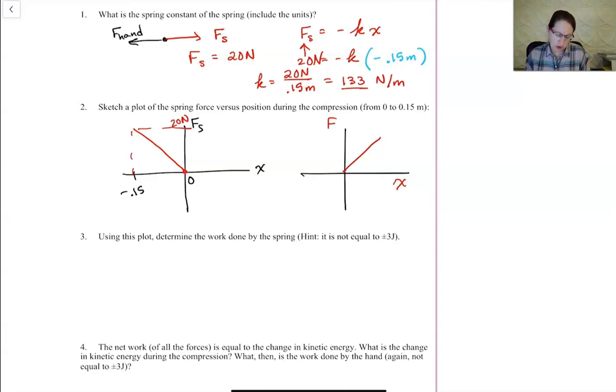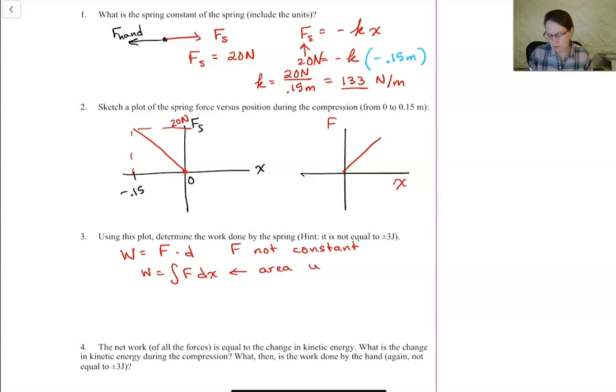Next, it asked for this plot, determine the work done by the spring. So often we say work is force times displacement. In this case, we need to be careful because our force is not constant. And since it's not constant, we actually have to say work is equal to the integral of f dx, or it's the area under the curve, which is easier than doing the integral, but you can do the integral if you want.